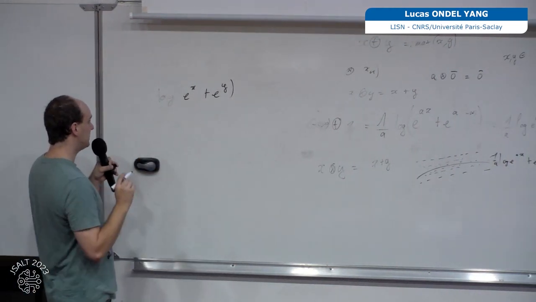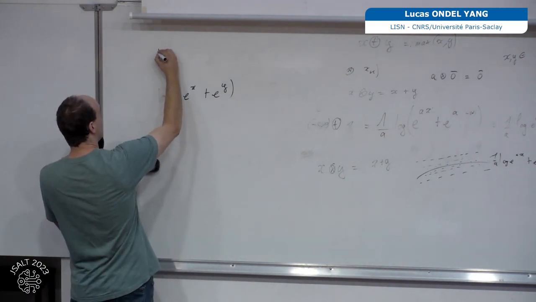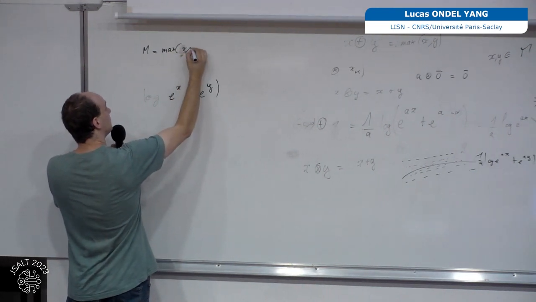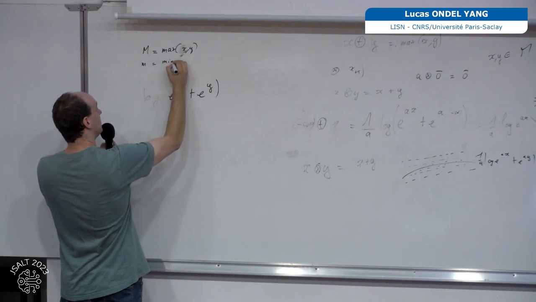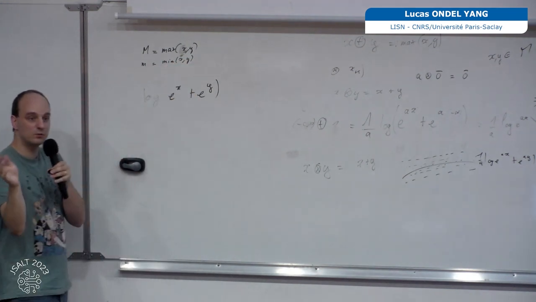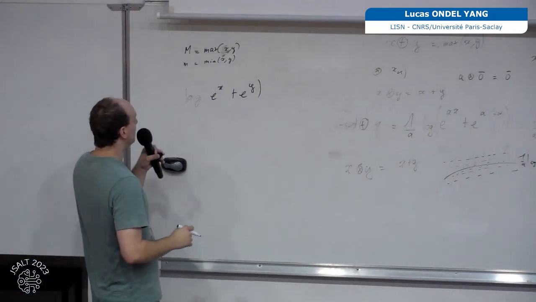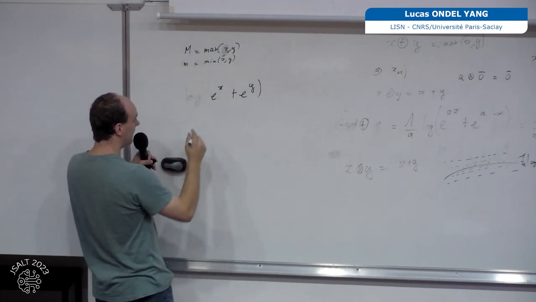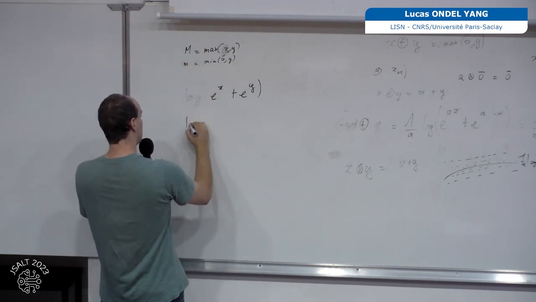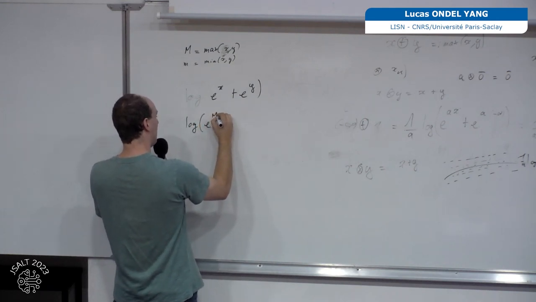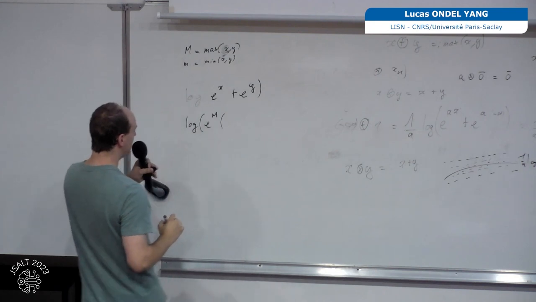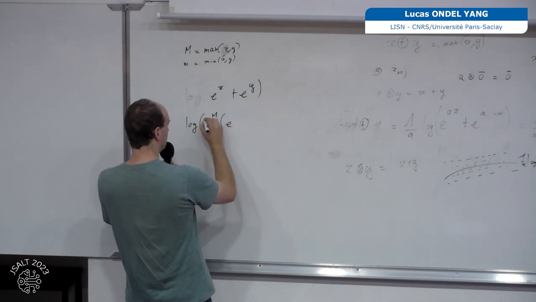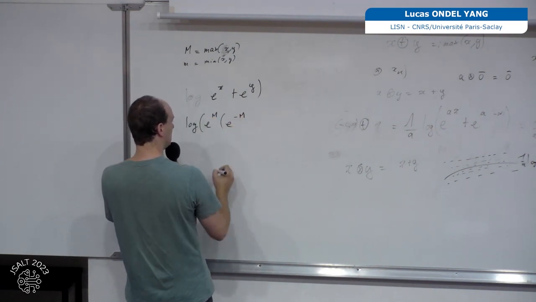So maybe what you want to do is something a little bit smarter. You can say, okay, I will define big M as the max of x, y, and little m as the min of x, y. We forget when x and y are equal, nobody cares. So we can rewrite this as the log of exponential of big M, and now I need two things. So it's going to be exponential of, let's say, minus M.